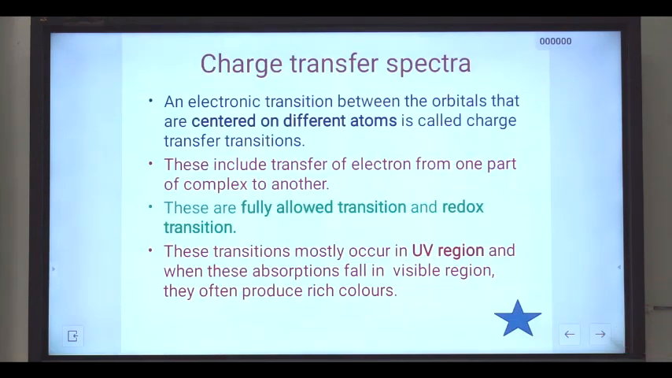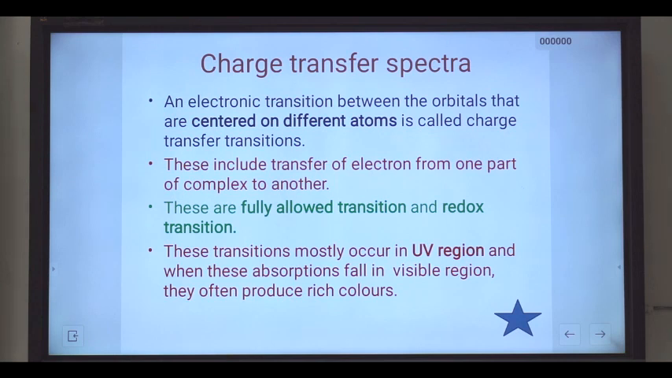Charge transfer spectra is an electronic transition between the orbitals that are centered on different atoms, so it is known as charge transfer transitions. These include the transfer of electrons from one part of the complex to another part. These types of transitions are fully allowed transitions and redox transitions. Redox transitions means those transitions in which oxidation as well as reduction takes place.